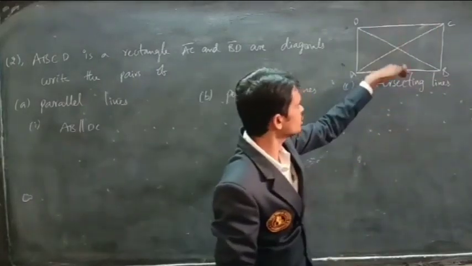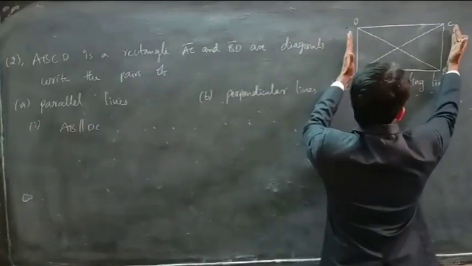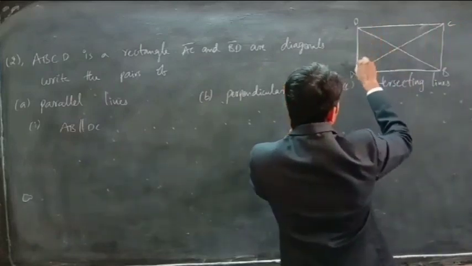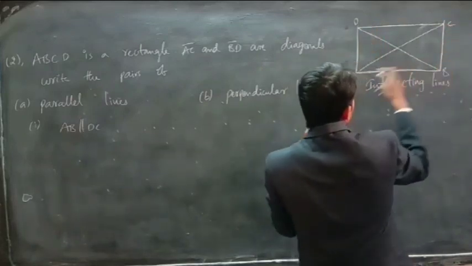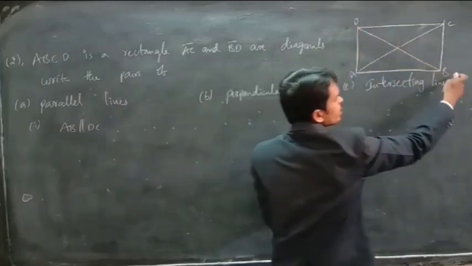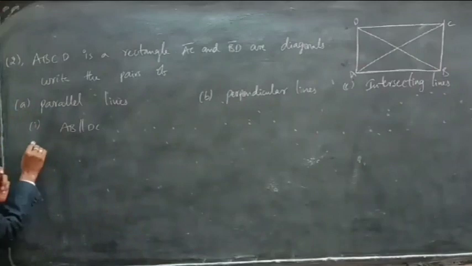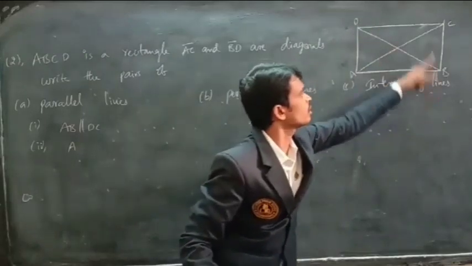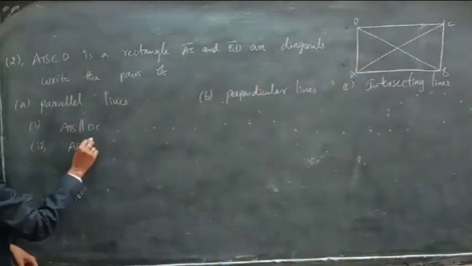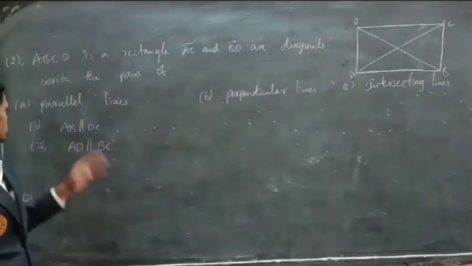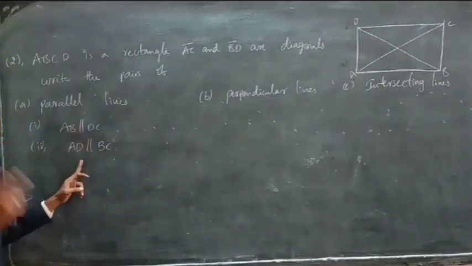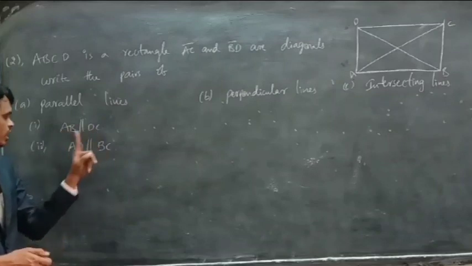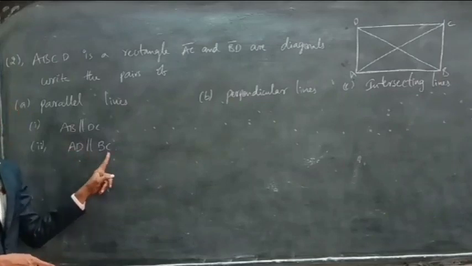Next, the vertical, remaining two opposite sides are also parallel. So AD is parallel to BC. These are the pairs of parallel lines. Two pairs of parallel lines are there: AB is parallel to DC and AD is parallel to BC.